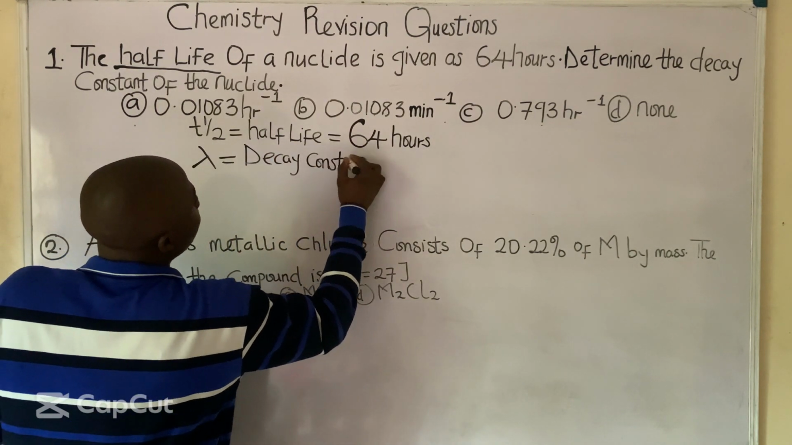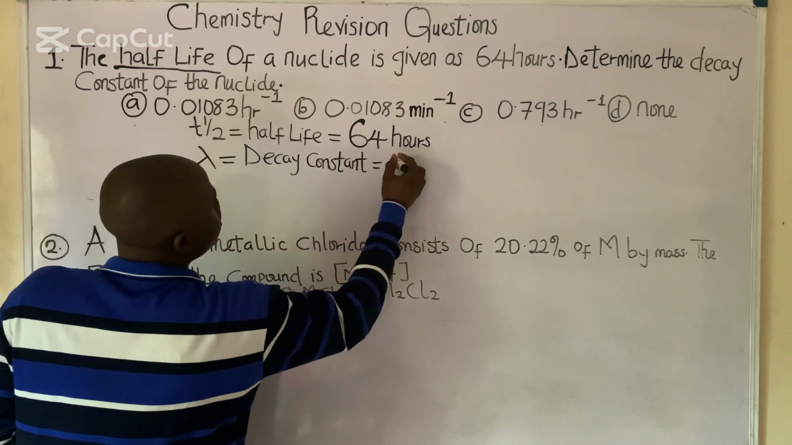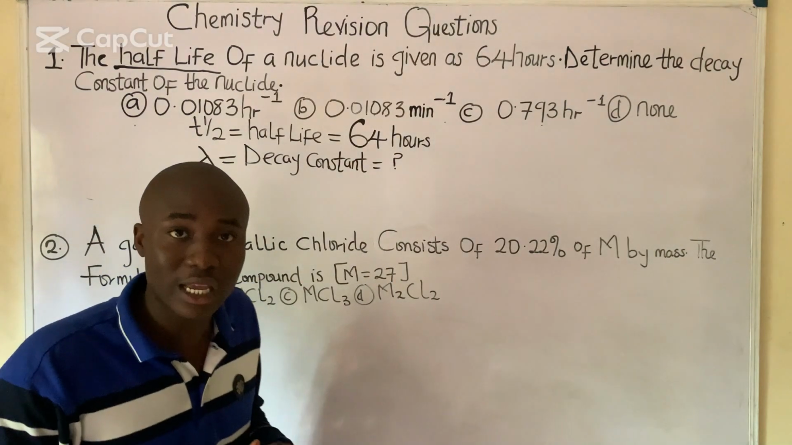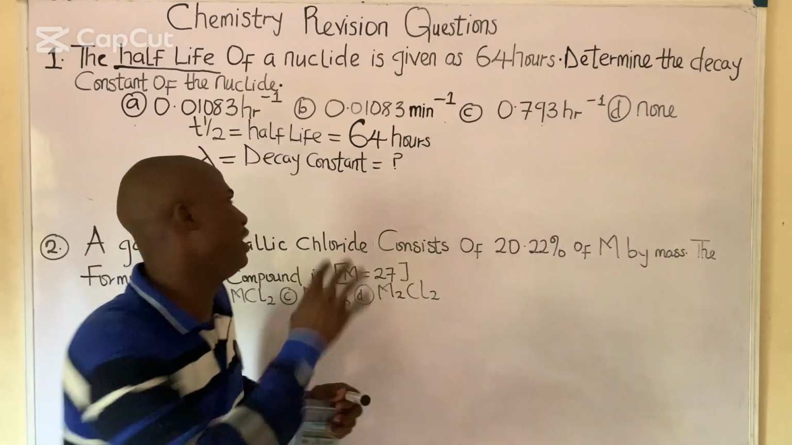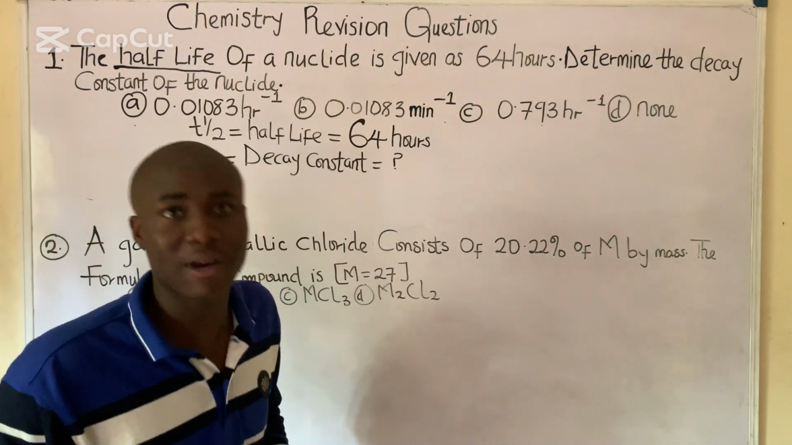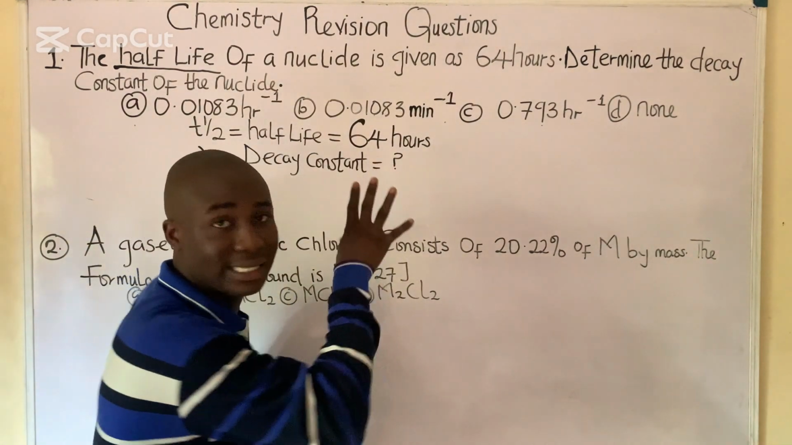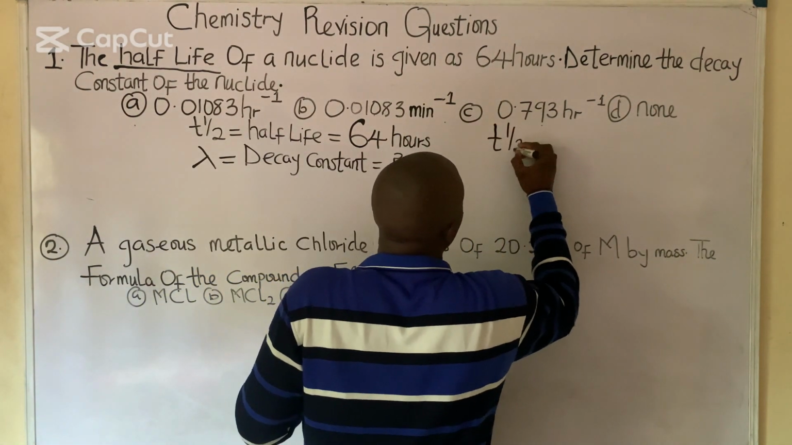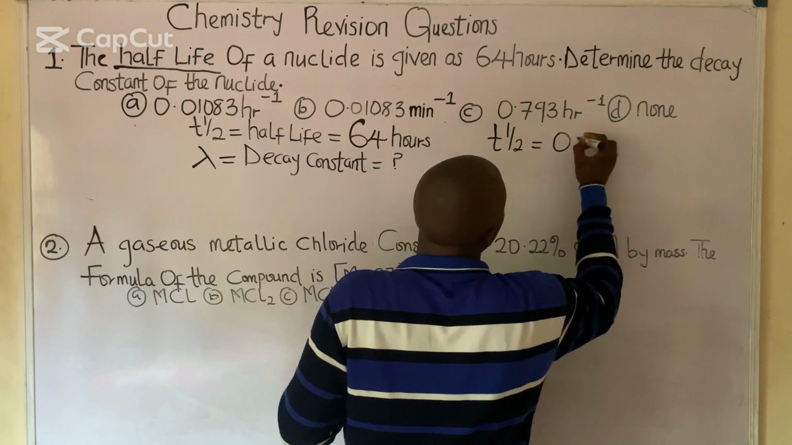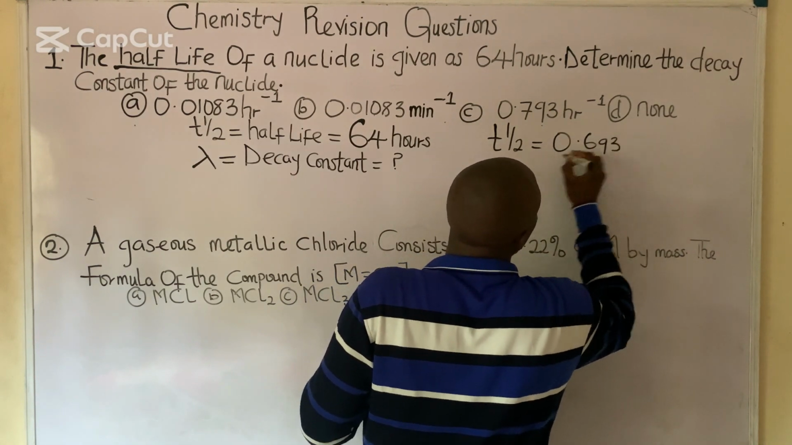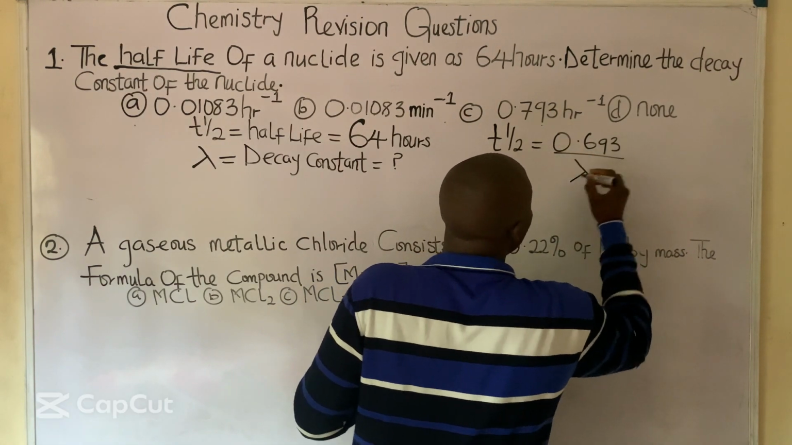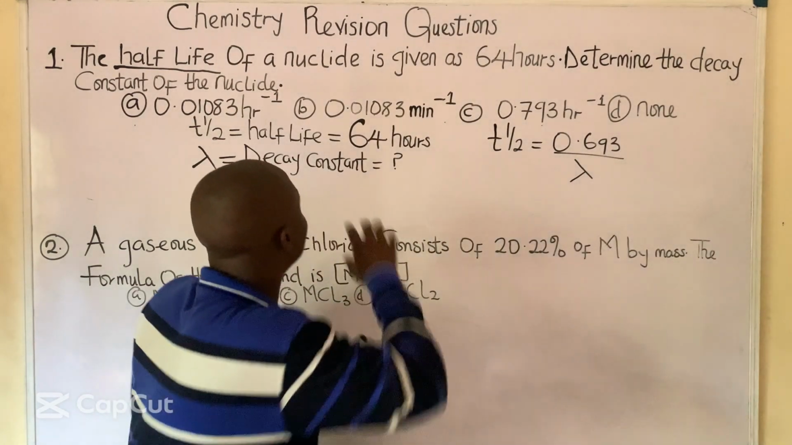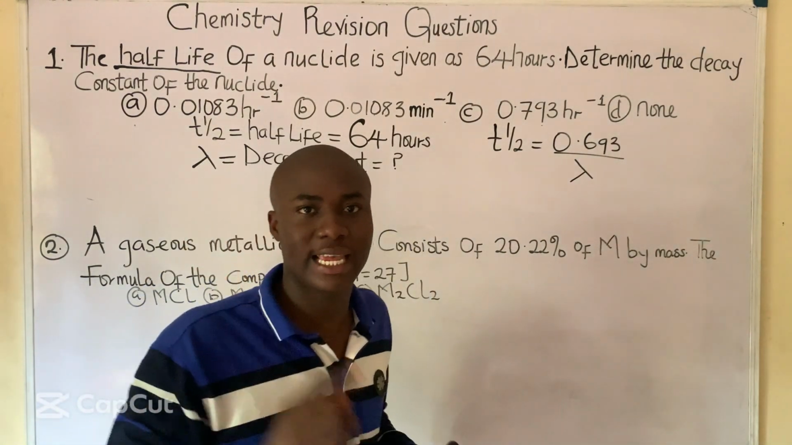Okay, now, moving further, after we've successfully done this, next thing we'll do is to look for the formula that relates both parameters, half-life and decay constant. I'm about writing it here now. So the formula is simply T-half is equal to 0.693 over decay constant. So this is the formula that relates both parameters, half-life and decay constant.